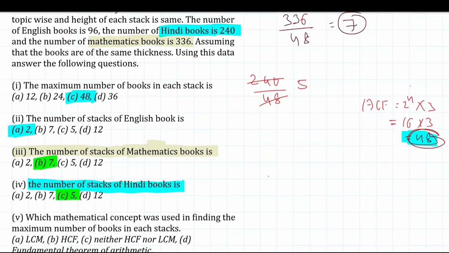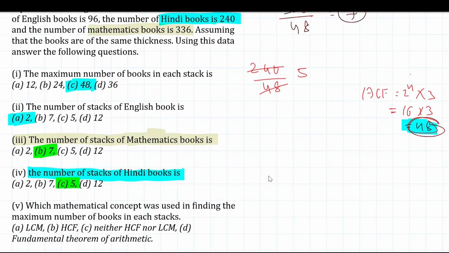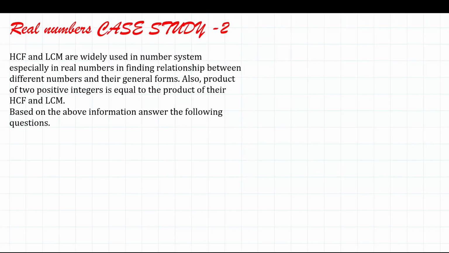Now the last part, in fact, says: which of the following concepts was used in finding the maximum number of books? Well, this should have been asked in the beginning because we have already done HCF, right? So everybody can answer this part. Now let's move to the next question.